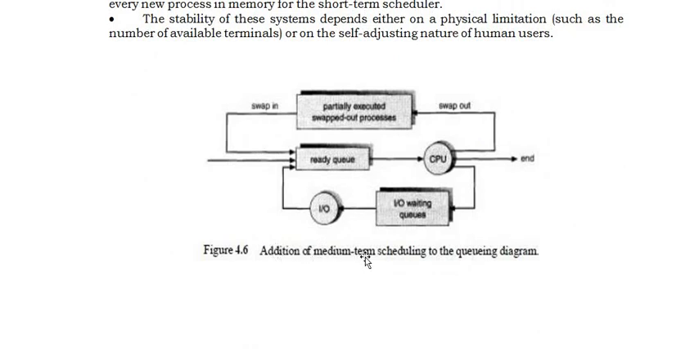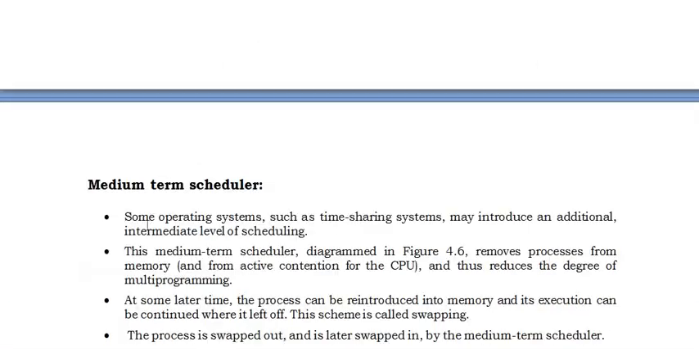Addition of medium term scheduling to the queue diagram is our next topic. As I told already in the beginning, there are three types: long, short and medium term scheduler. See the first point here. Some operating systems such as time sharing systems may introduce an additional intermediate level of scheduling. Medium, long, short: the one in the middle is the medium. So it is called the intermediate level of the scheduler.